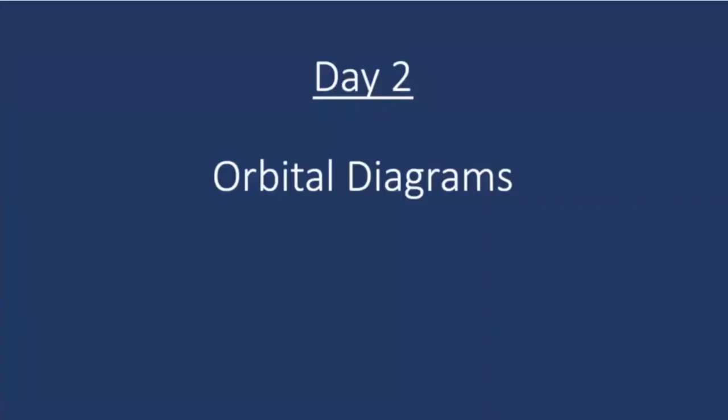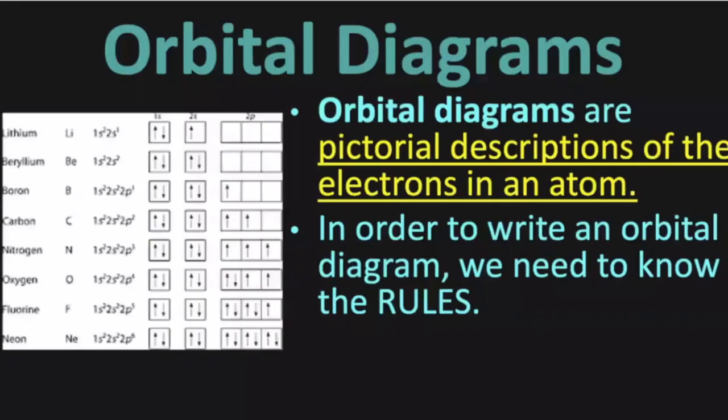All right, so last class we talked about electron configurations. We talked about where your electrons are placed around the atom. What energy levels are they in? What orbitals are they in? And what arrangement do they take? Well, today we're going to illustrate that. We illustrate that using orbital diagrams. Orbital diagrams are simply pictorial descriptions of the electrons that are in an atom. So we're illustrating it, or drawing a picture of our electrons.